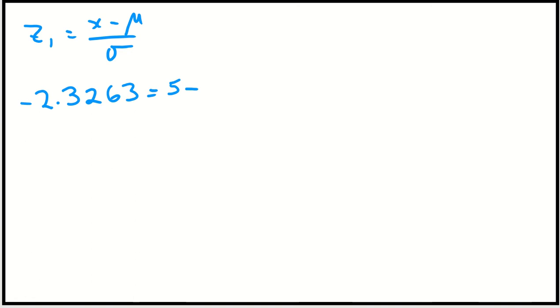So we're going to say Z1 is X minus the mean over the standard deviation, and Z1 was negative 2.3263. So that's equivalent to the X value of 5, take away the mean, over the standard deviation. Notice our problem? We've got a formula with both the mean and standard deviation we don't know. So let's keep going. Let's write down a formula for Z2.